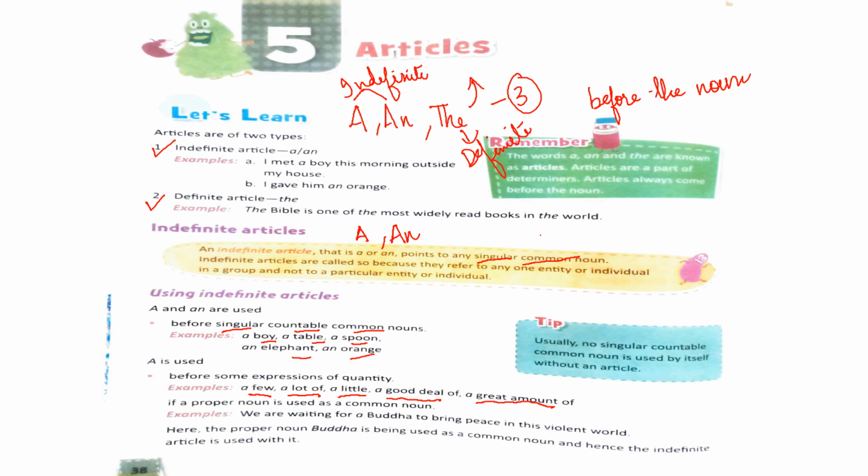Okay, we are waiting for a Buddha to bring peace in this violent world. Now the article a has been placed before a proper noun, that is Buddha. It is a name, right? Buddha is a proper noun. But in this particular sentence, if you notice, it is not acting as a proper noun but as a common noun. Here, the proper noun Buddha is being used as a common noun, and hence the indefinite article is used with it. So you can use the article a before this.